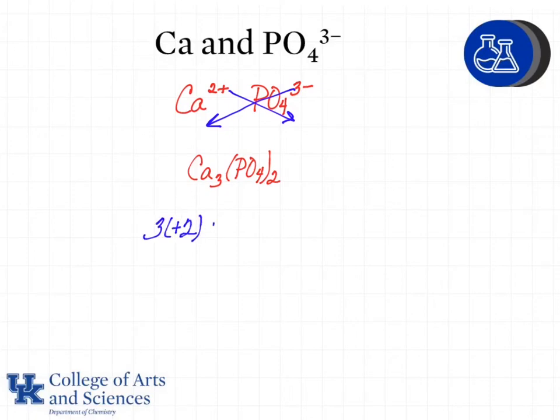We look at our charges and we see 3 times +2 plus 2 times -3, and we get an overall sum of 0, indicating that we have a neutral compound.